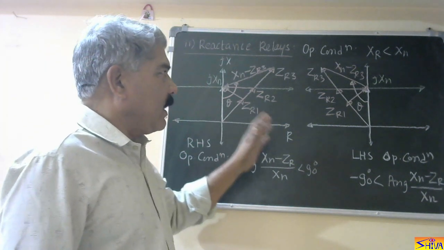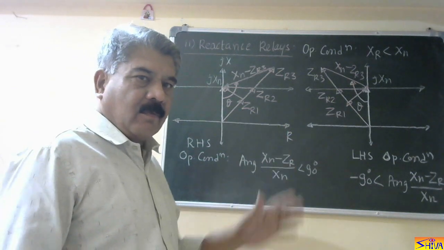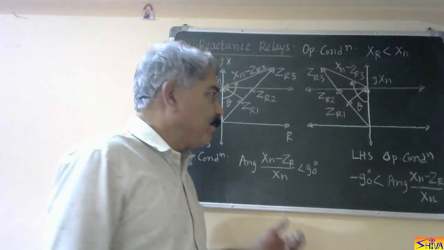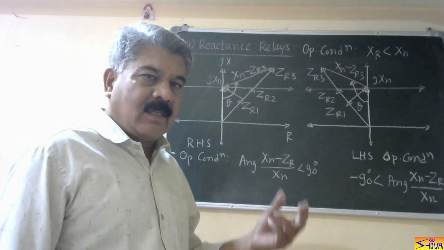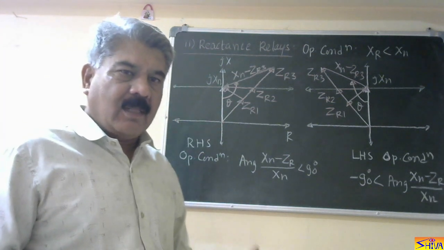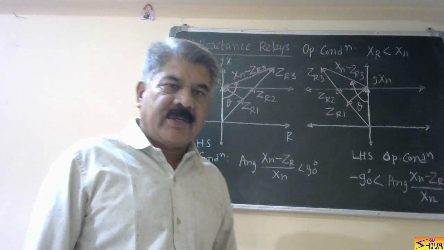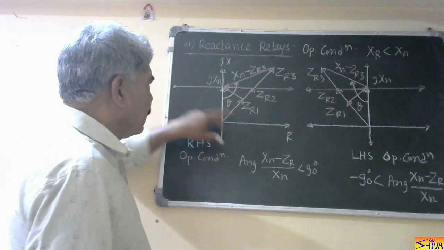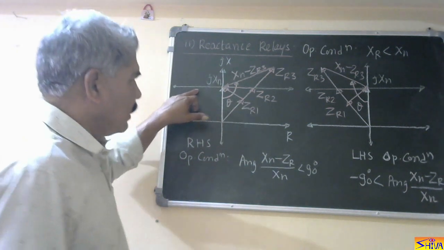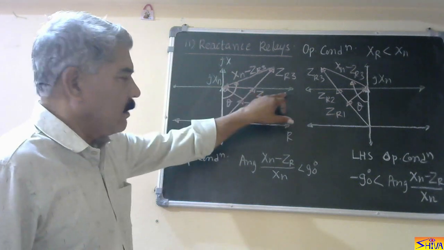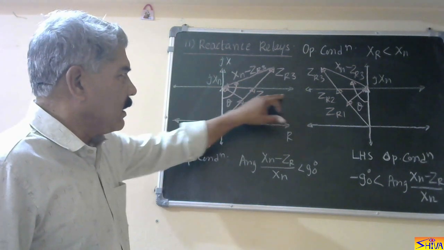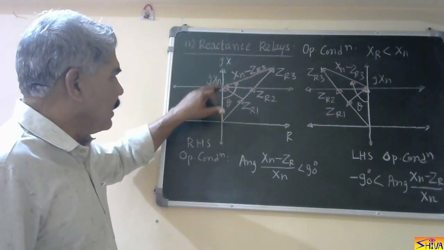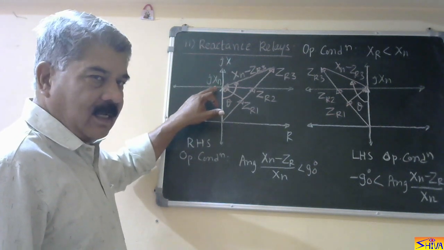Now to generate the operating condition in this plane, we'll realize this characteristic first by phase comparator. So to realize the characteristic, we have to generate the equation in the form of operating condition of phase comparator. So here this is Rx plane, and this straight line is the characteristic of the reactance relay. It is lying parallel to the resistance axis and it is passing through coordinate jXn, where Xn is the reactance setting of the relay.